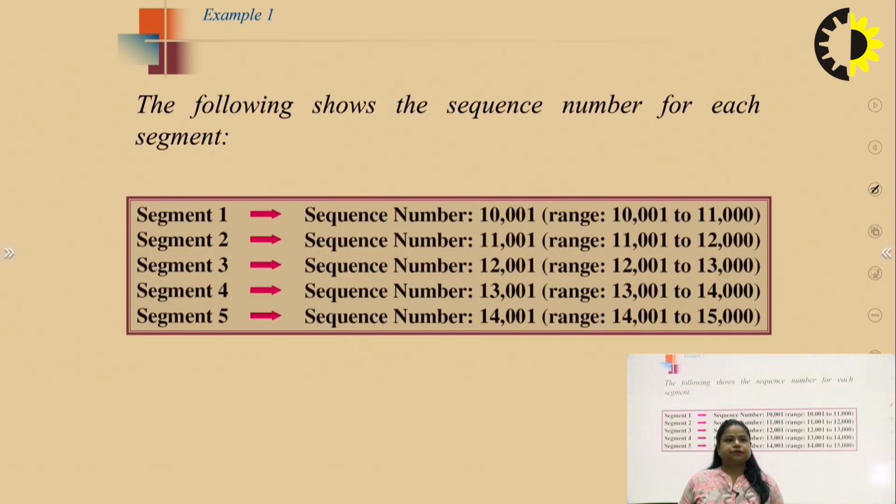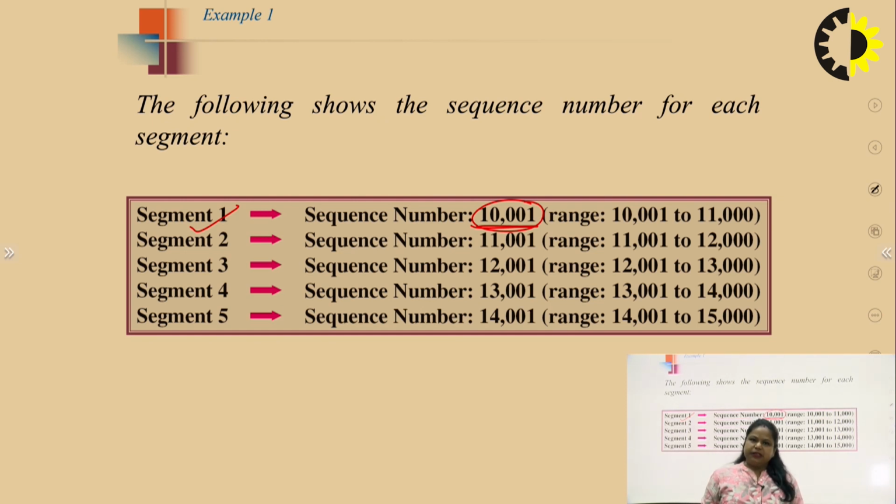Now see how we provide the sequence numbers for each segment. For example, we have a large packet and we are doing the sequence numbering. Say the range of that particular packet is 10,000 to 11,000. If we give a sequence number of 10,001, and so on, then this is segment 1, having a sequence number of 10,001 and a range of 10,001 to 11,000.